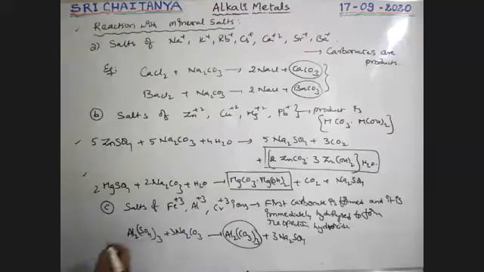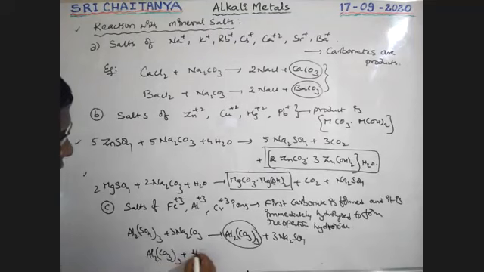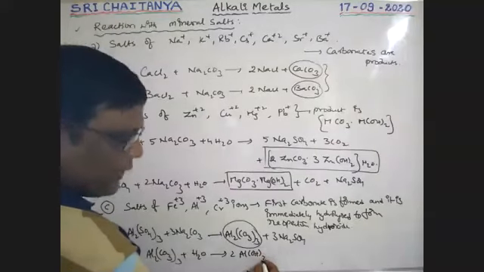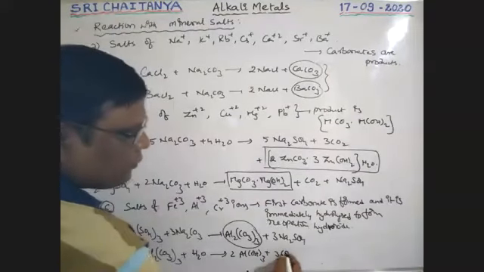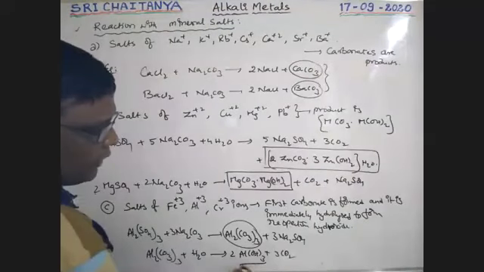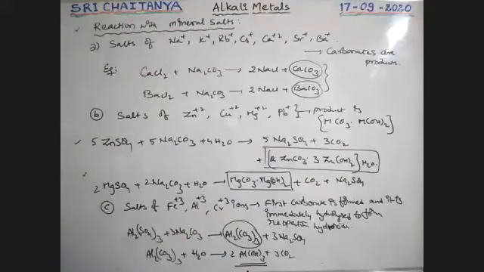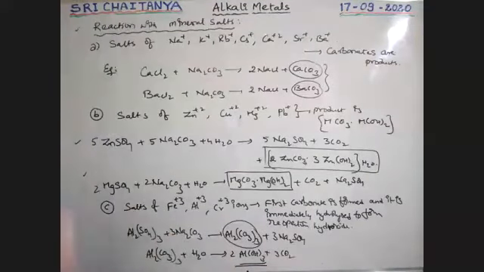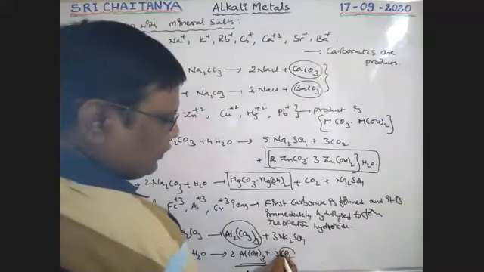This is a further reaction. That Al2(CO3)3, aluminum carbonate, reacts with water and gives 2 Al(OH)3 plus 3 CO2. Therefore, the final product is hydroxide, boys. Here CO2 gas is released. That is why.